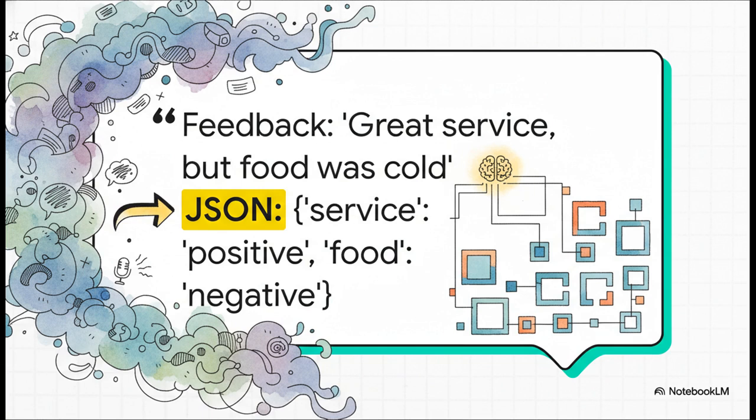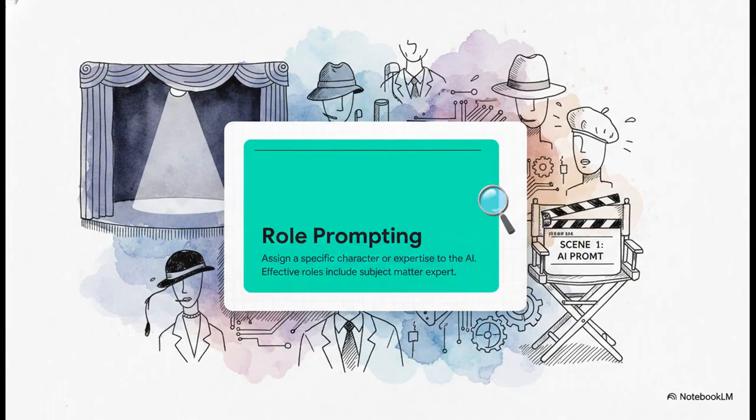Okay, this next one is my absolute favorite. It's called role prompting. This is where you tell the AI who to be. You can make it an expert, a character, a specific professional. Think of it like you're casting an actor for a very specific part in a movie.